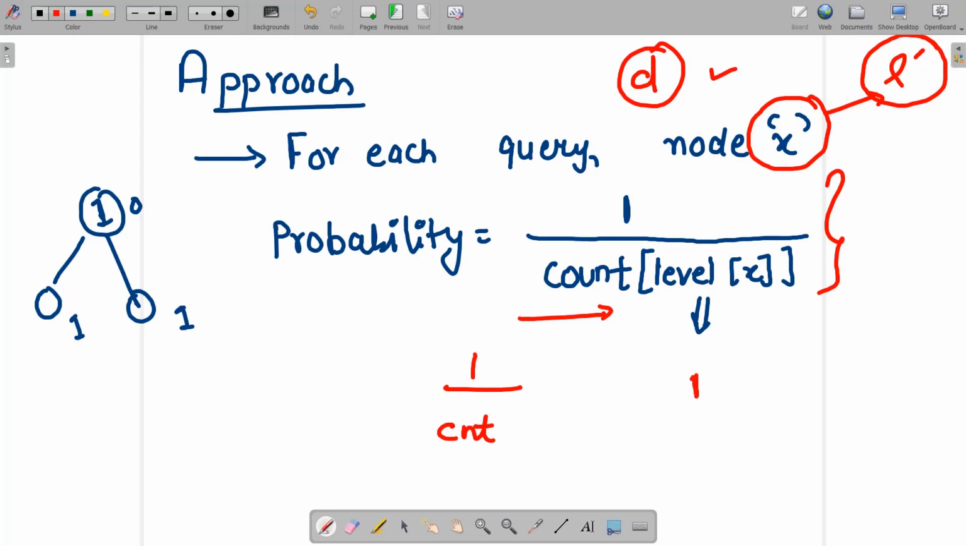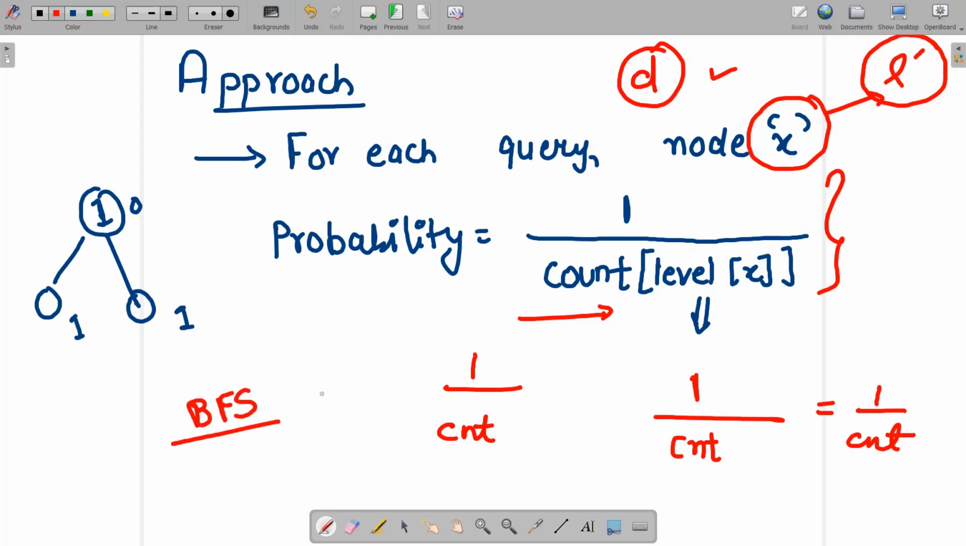Okay, so 1 comes for the node x, and let us have the number of nodes present on that particular level of node x as count. So our probability is going to be 1 by count. Okay, so how are we going to find out the level of x? It is going to be simple, using breadth first search.